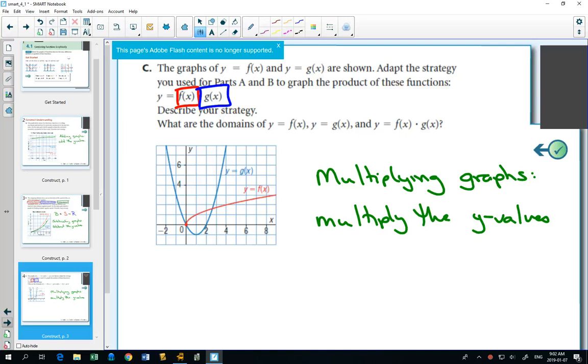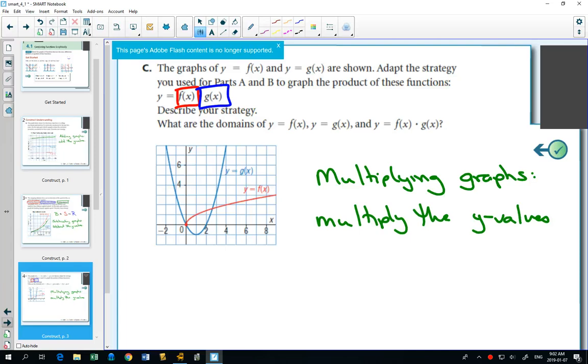Now, I can take a point, but things get a little complicated here with these graphs, because if I pick one point on one graph, then multiplying on the other graph, I might have decimals, right? Things might not work out nicely. So one of the things with multiplying graphs is you start to look for what are some easy points to multiply. 0 is easy, because 0 times anything is going to be 0.